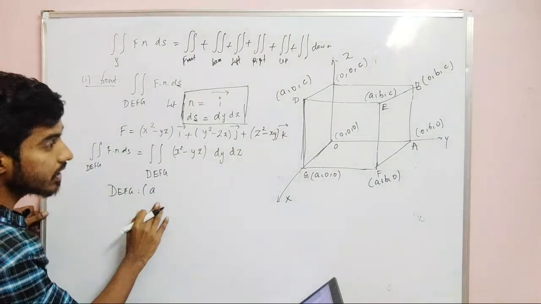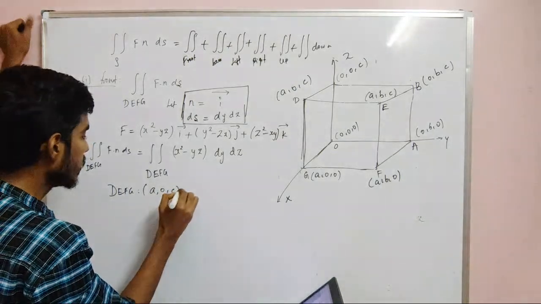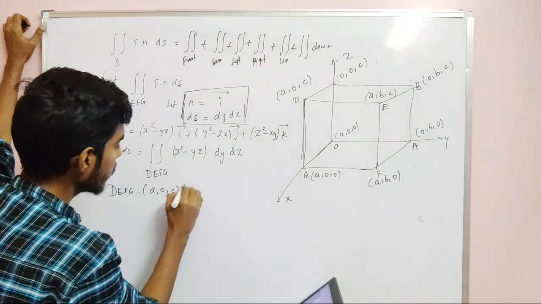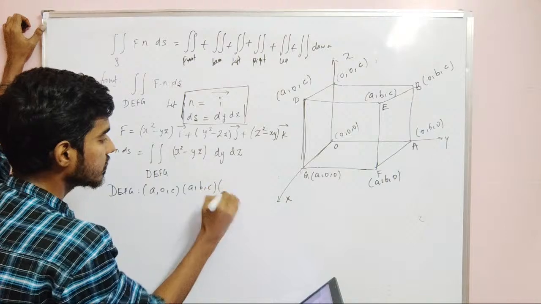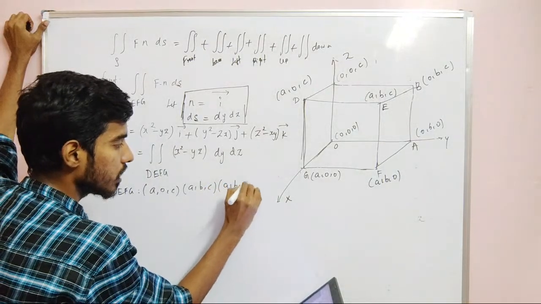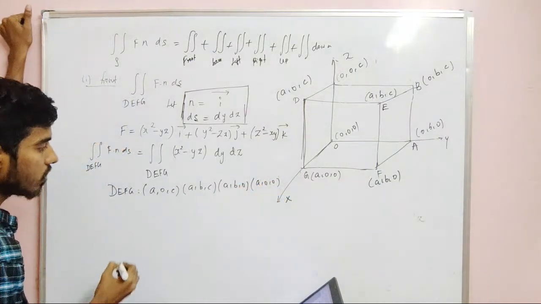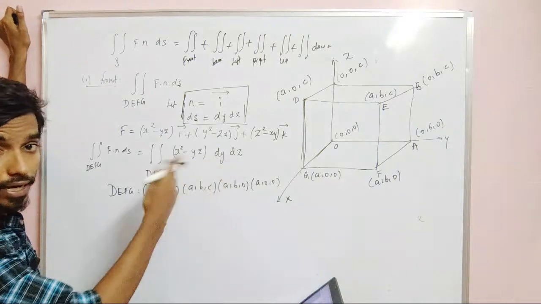So what is our d now? Our d is a comma 0 comma c, and our e is a comma b comma c, and our f is a comma b comma 0, and our g is a comma 0 comma 0. Now we need to find y and z, right?